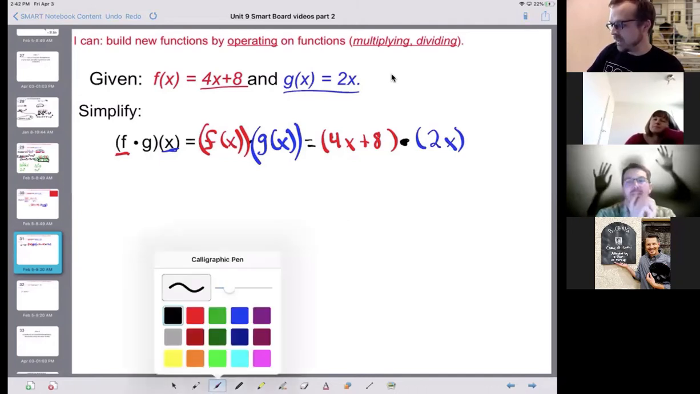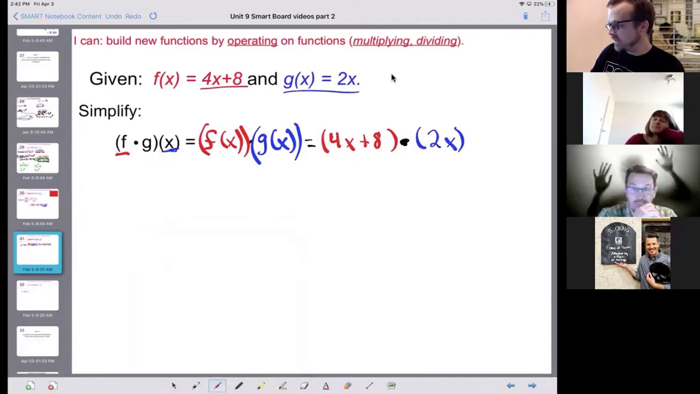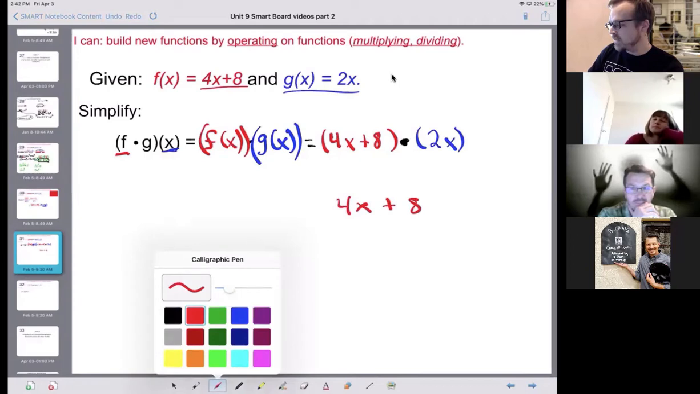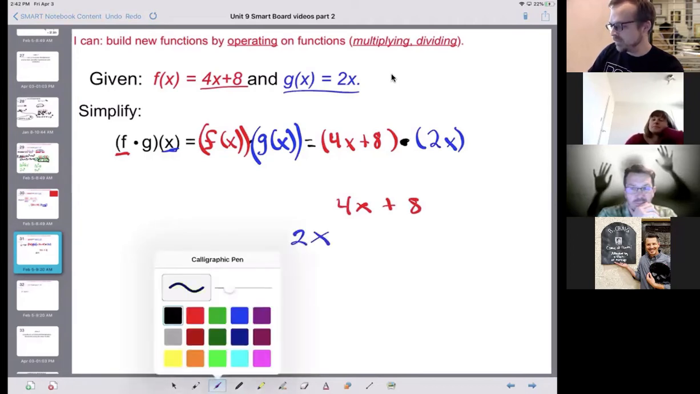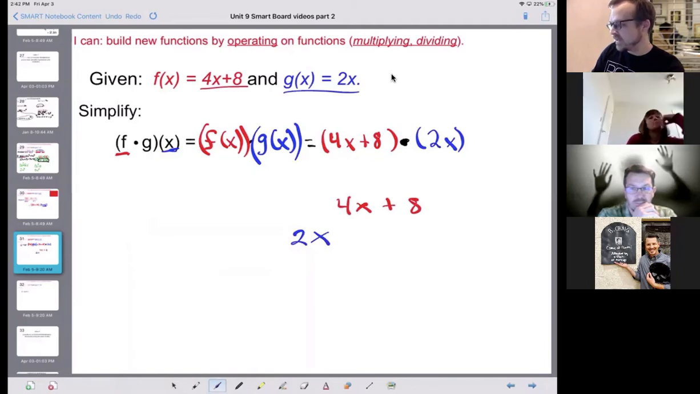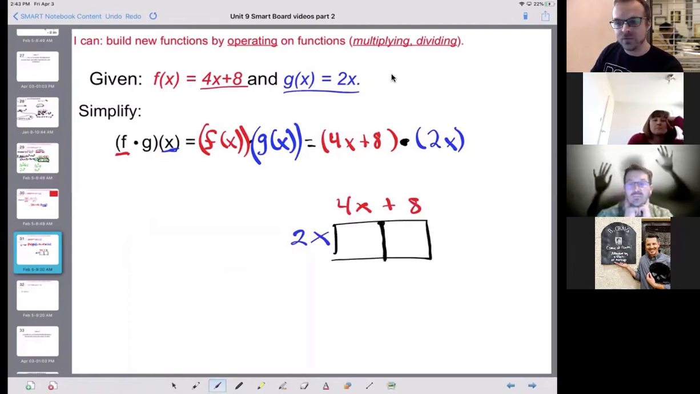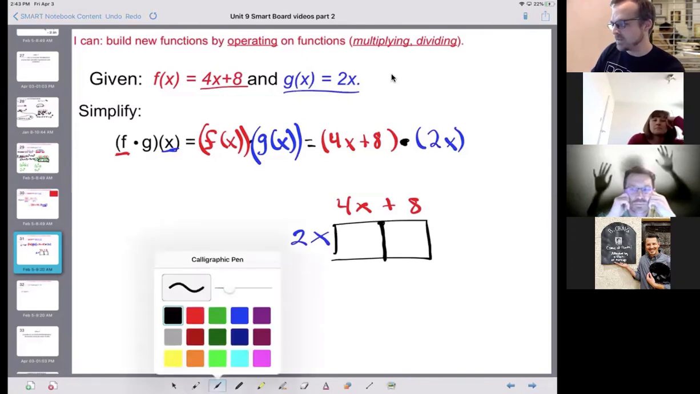So I'm going to start by writing 4x plus 8 as my first function here. And then 2x on the side. And then draw in my table. You notice I have a plus sign here, so I'm going to be drawing a box. And there's 1 plus, because I have 2 terms there, there should be 2 boxes. And so in the end, I have 2x times 4x plus 8, and we're just going to multiply it into those boxes. Let's use green here.